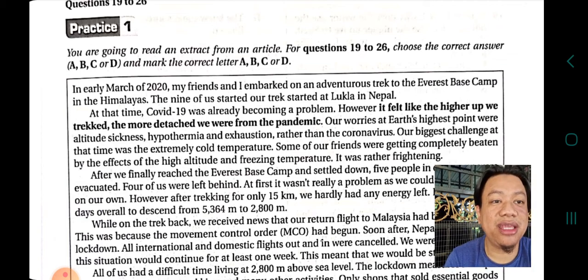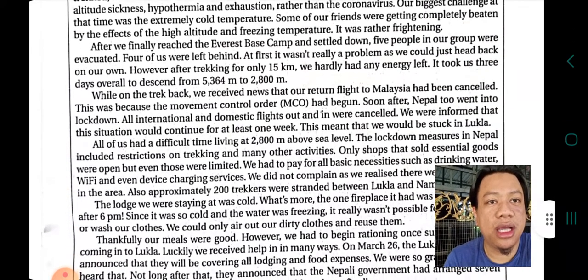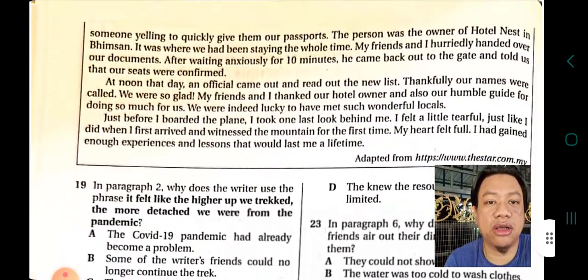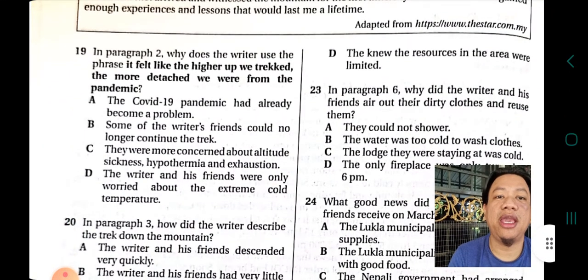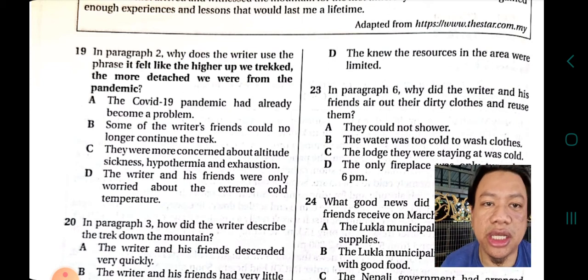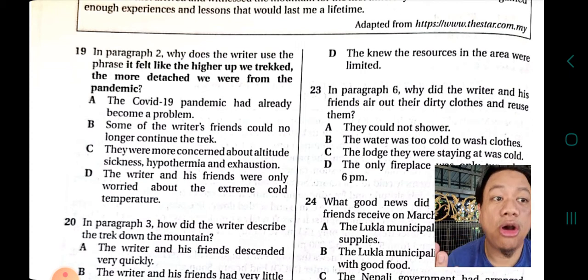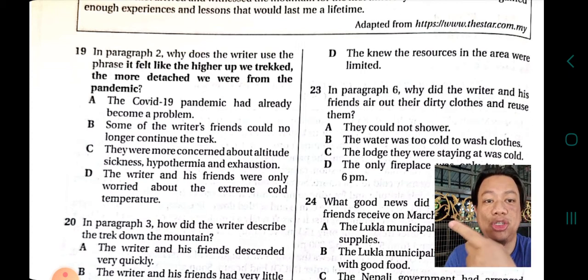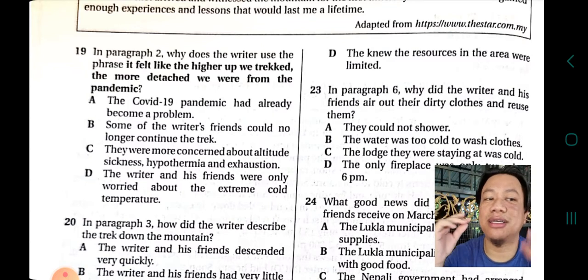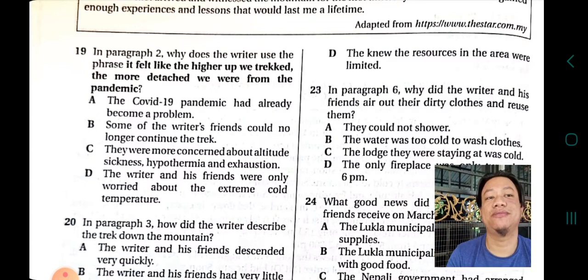Now, find in the next sentence there the similarity with the option given. Cari persamaan yang sama dengan option yang diberikan tu. Okay, ada altitude sickness, hypothermia, exhaustion, and coronavirus. So find that word. Option A, option B, option C, and option D. Which one mentioned altitude sickness? Which one mentioned hypothermia? Which one mentioned exhaustion? Of course, it's obviously C. Jumpa tak perkataan yang sama dengan yang disebutkan dalam paragraf tu? Ada kan? C. So, C is the answer. Just like that. Easy. Okay?